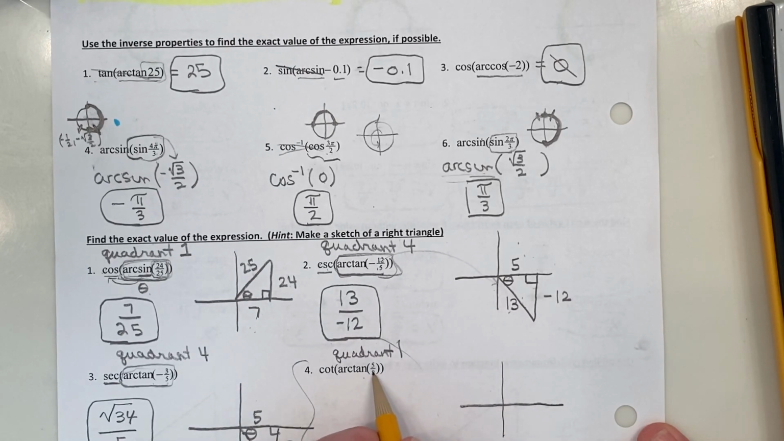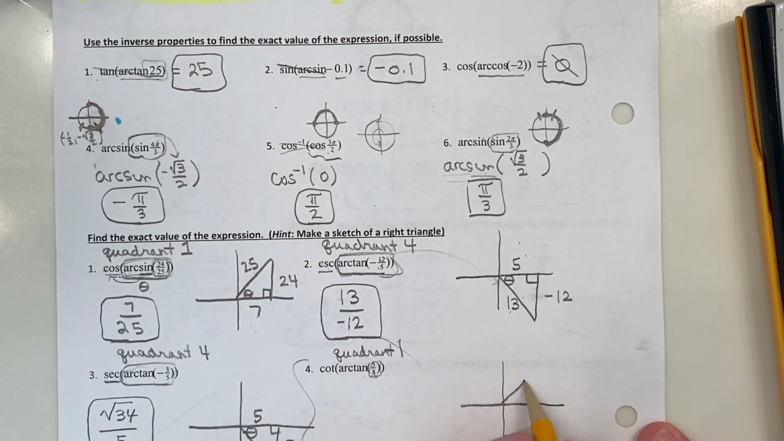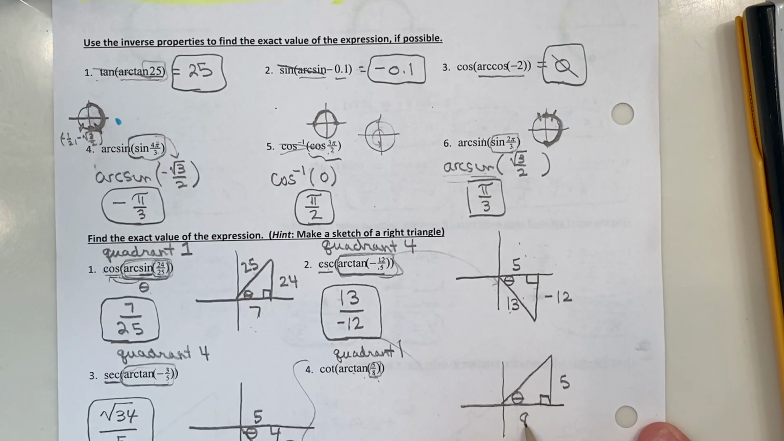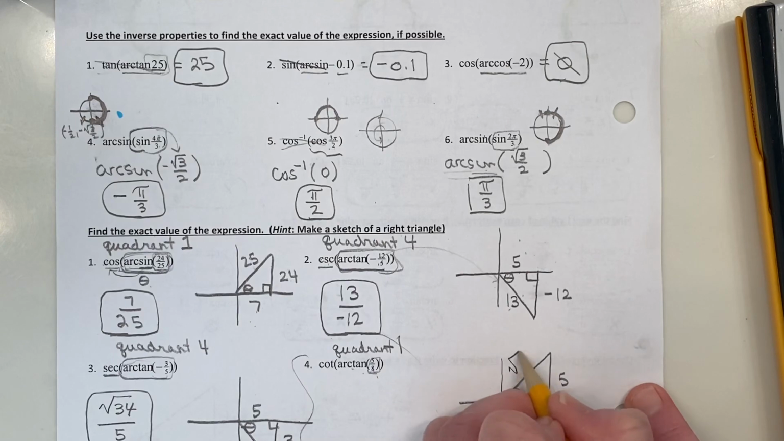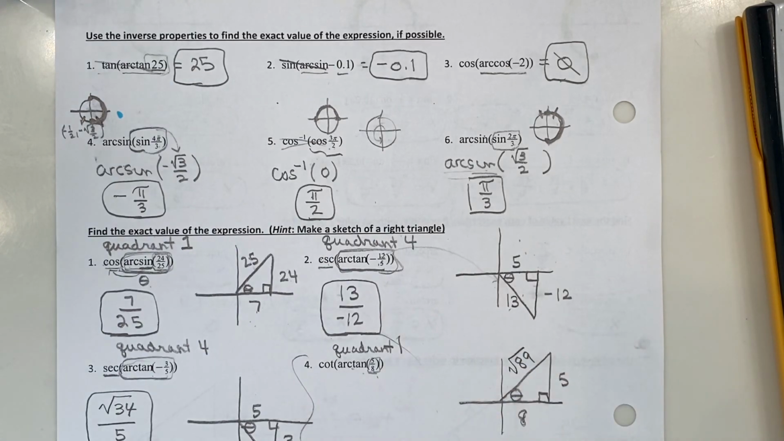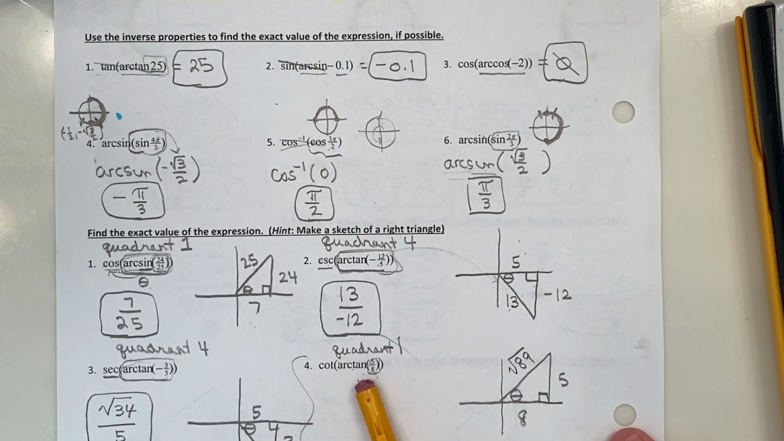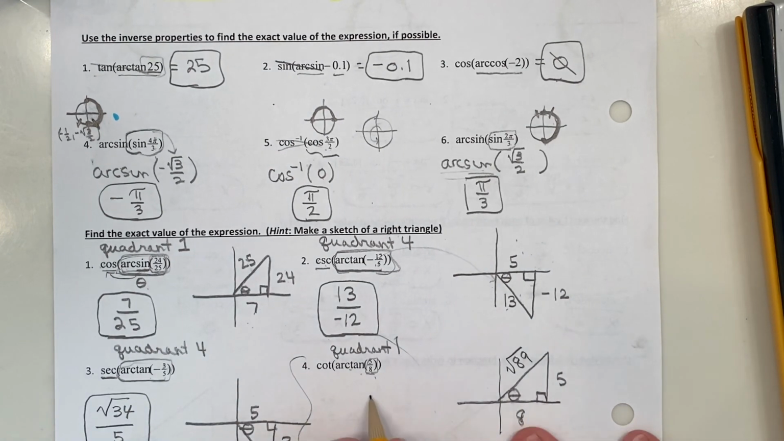Intentionally think about why I am in quadrant 1: because the tangent value is positive. Tangent: what angle has a tangent ratio of 5 over 8, opposite over adjacent? The Pythagorean theorem gives square root of 89. Actually, I didn't even have to do the hypotenuse because now I just want to find the cotangent, and the cotangent is just the reciprocal, 8 over 5.